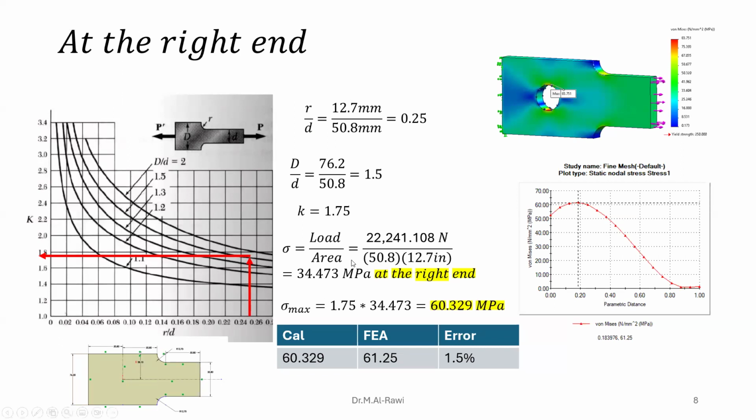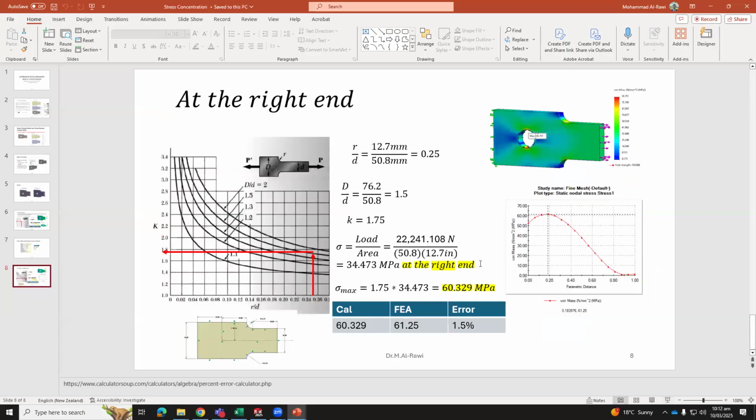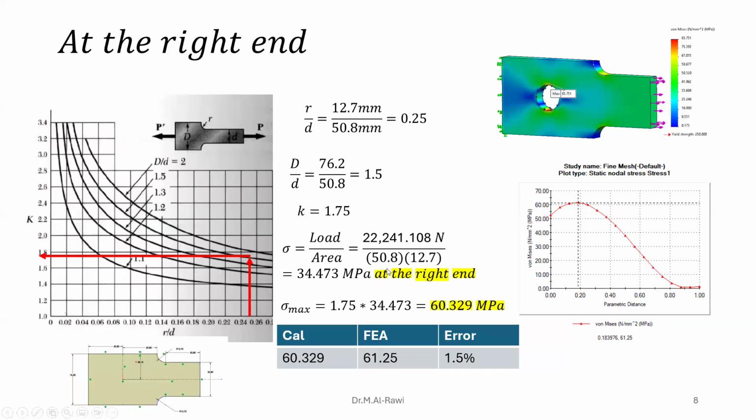The load is again, but I need to select the right area. So the area will be 50 times the width 12.7. That should not be inch, sorry, it's millimeters. Okay, and that will give you a value of 34.473 megapascal. You multiply by that correction factor 1.75, then it will give you around 60.329 megapascal.